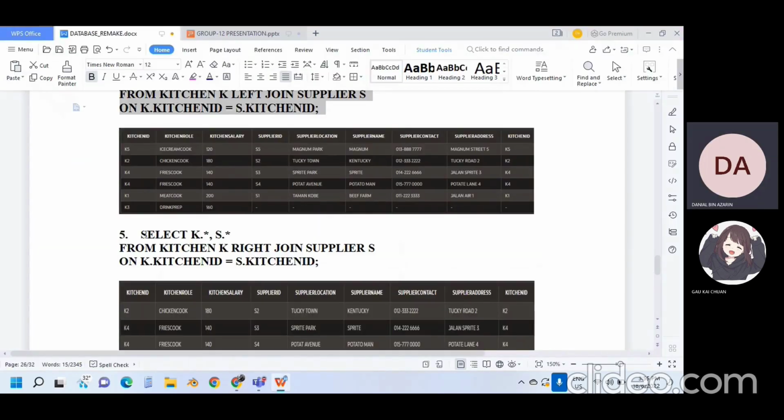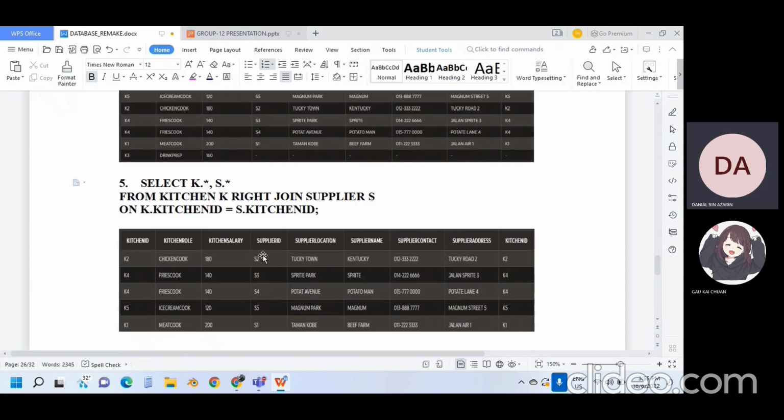For the outer join, select K.*, S.* from kitchen K right join supplier S on K.kitchen ID equals to S.kitchen ID. This should be the output. So this is the right join.